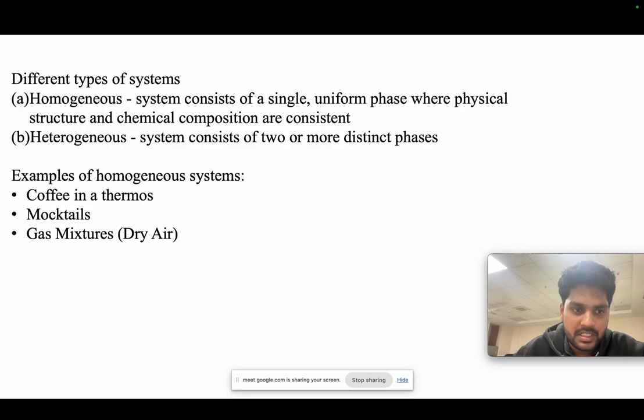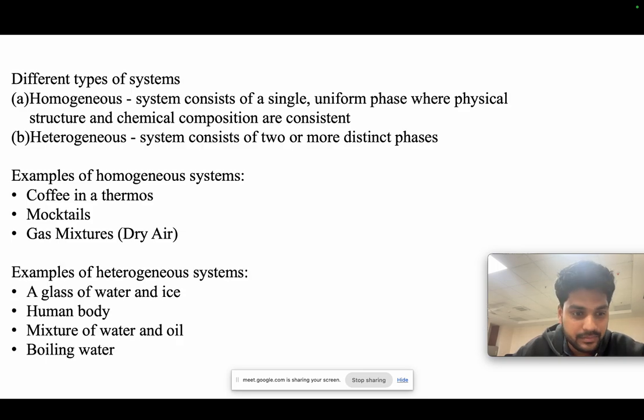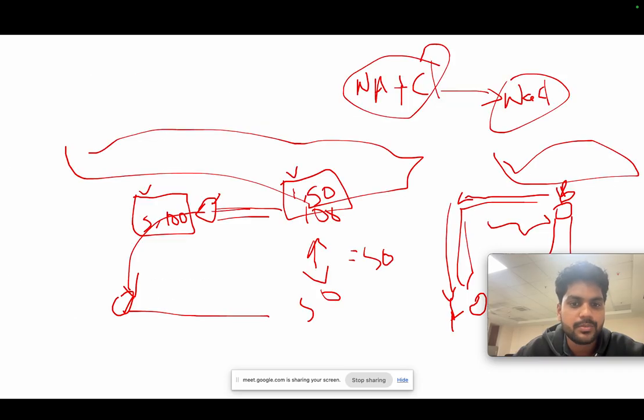The best examples are coffee in a thermos, mocktails, and the like. Further, heterogeneous systems have two or more phases, like a glass of water and wine, a mixture of water and oil, or boiling water, which is an open system, where you can see the water and temperature. We will talk much more about the boiling water example.